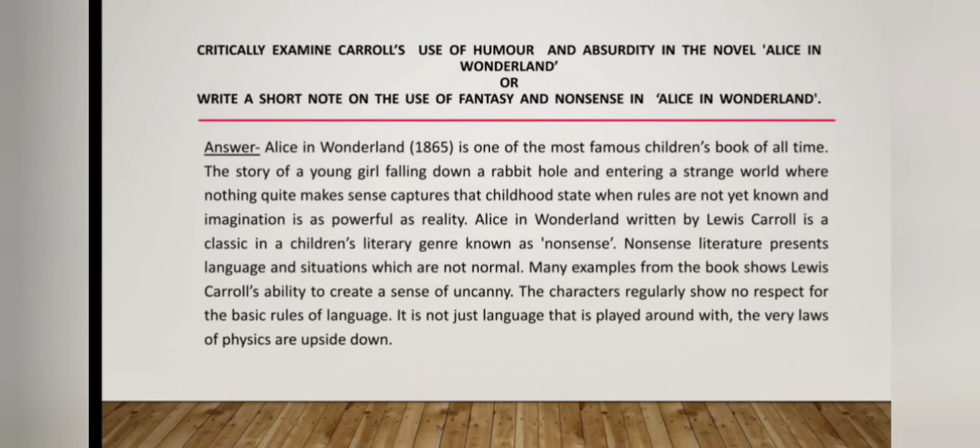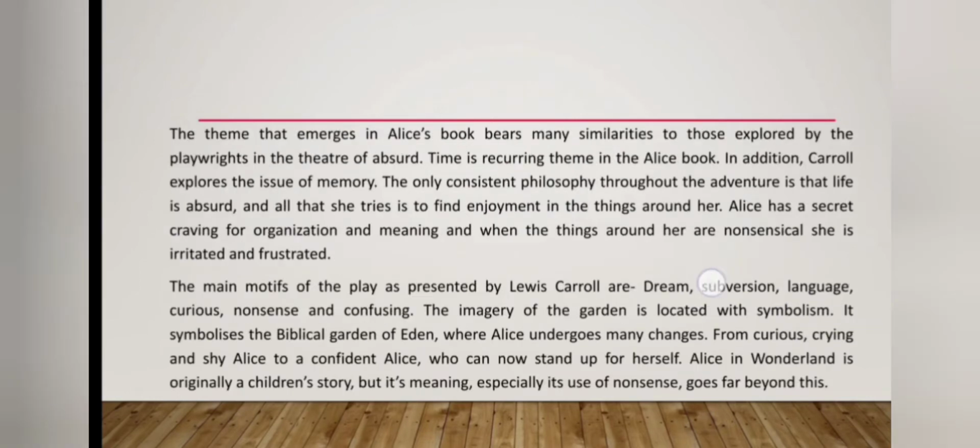Alice in Wonderland, written by Lewis Carroll, is a classic in a children's literary genre known as nonsense. Nonsense literature presents language and situations which are not normal. Many examples from the book show Lewis Carroll's ability to create a sense of the uncanny. The characters regularly show no respect for the basic rules of language. It is not just language that is played around with, the very laws of physics are upside down.